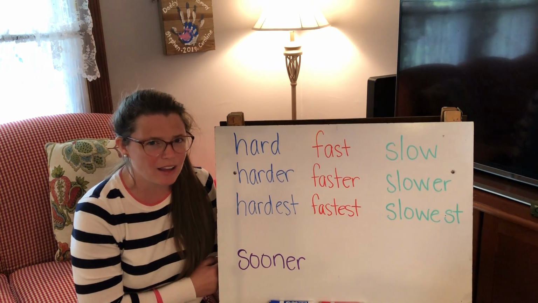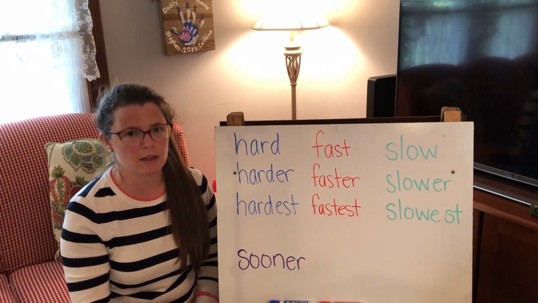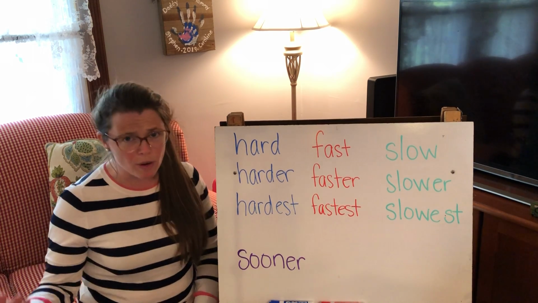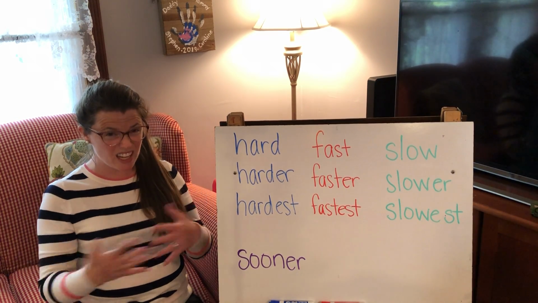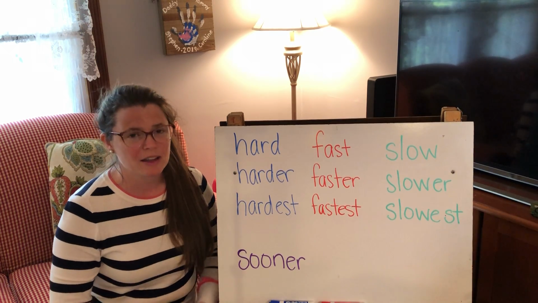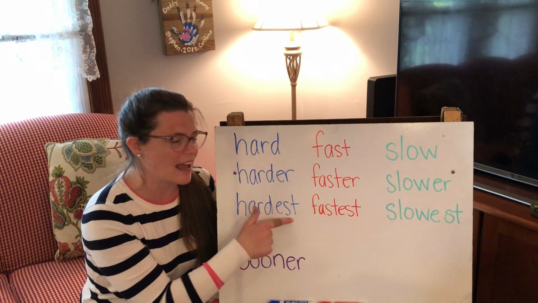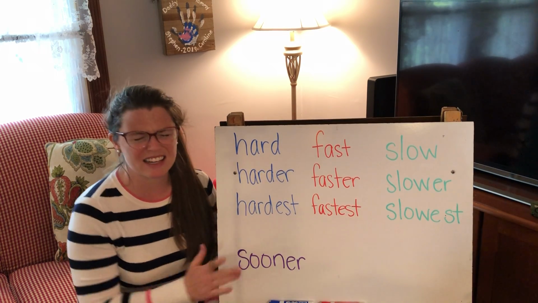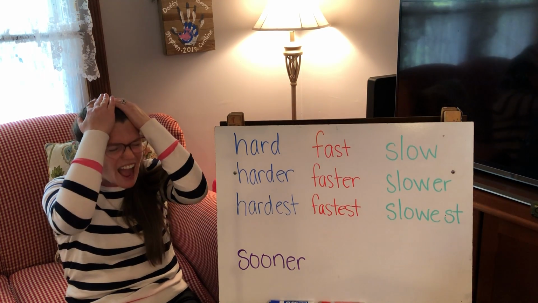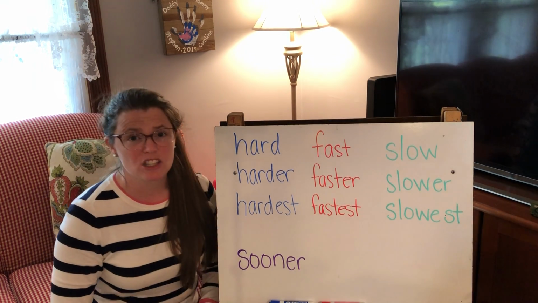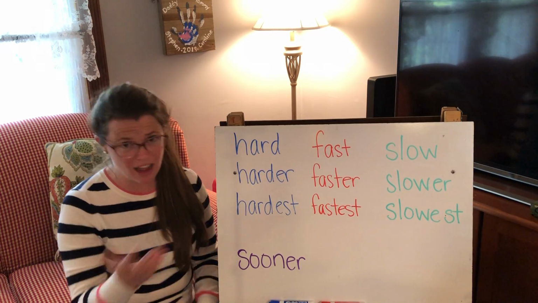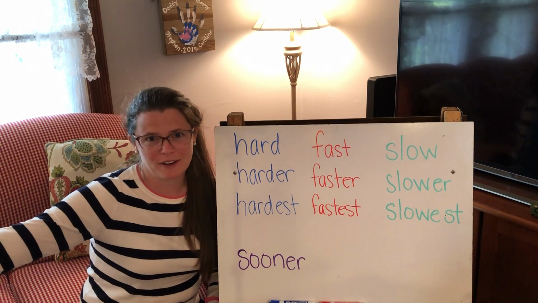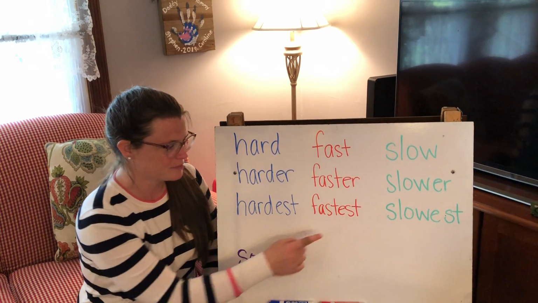And when we're comparing more than two things, so it can be 3, 4, 5, 6, 100, 200, 1,000, a million, infinity, right? That's when we use the est ending of the word, okay? So the hardest, that was the hardest thing I ever did, right? So I'm comparing what I did just now, whatever I'm complaining about, to everything that I've done in my life, right? So that was the hardest.